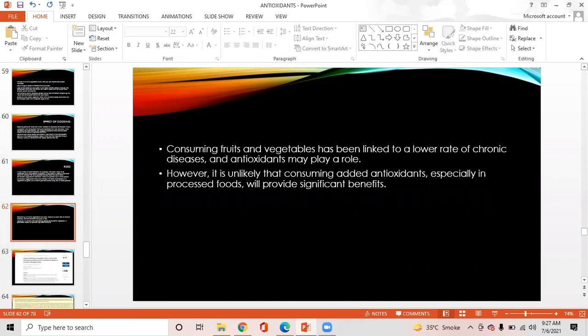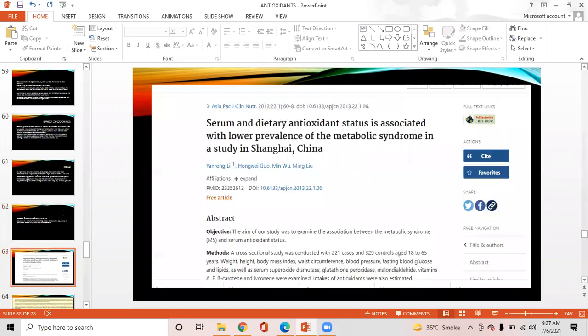Consuming fruits and vegetables has been linked to a lower rate of chronic disease, and antioxidants may play a role. However, it is unlikely that consuming added antioxidants, especially in processed food, will provide significant benefits. This is a research that shows serum and dietary antioxidant status is associated with low prevalence of metabolic syndrome.